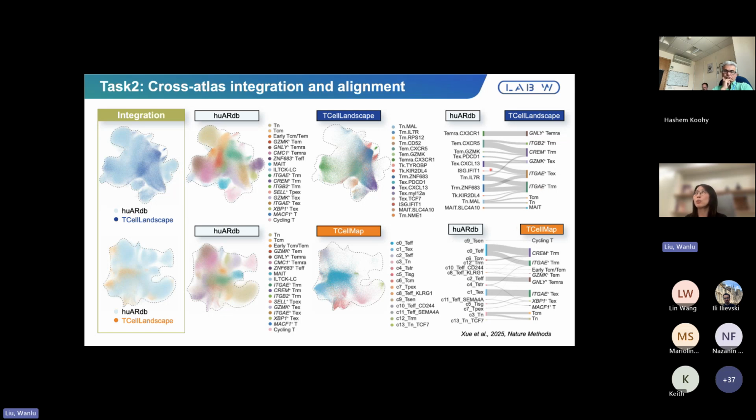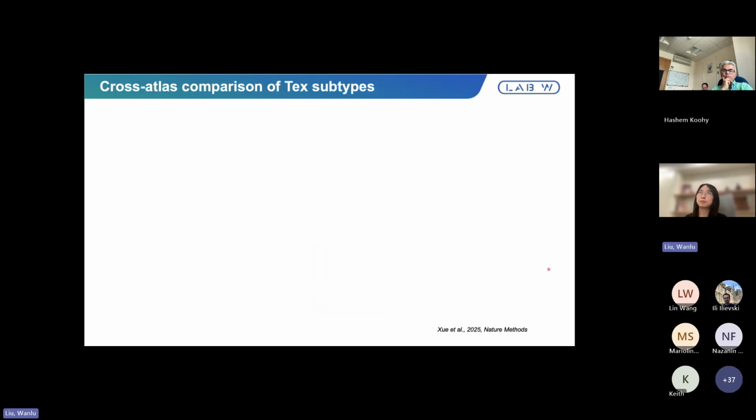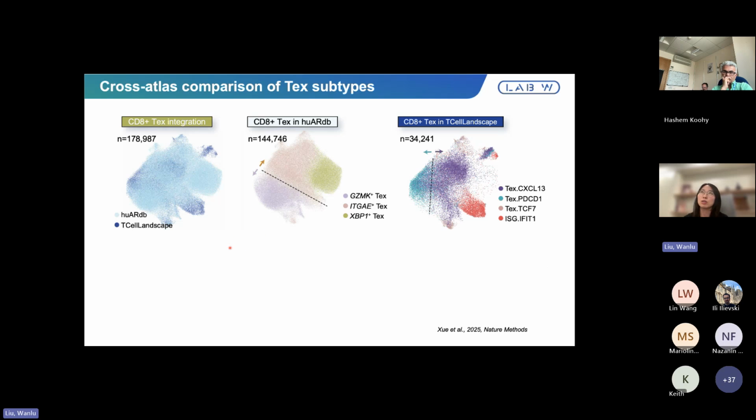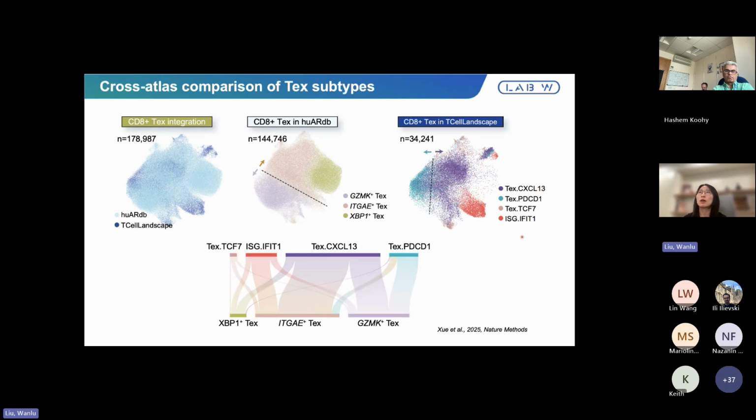This is an example of the T cell landscape annotation and our annotation. You can see that most of them are quite consistent, while there are some slight differences. When we take a deeper look into the exhausted CD8 T cell subtypes in our data sets along with the T cell landscape, we realize that we annotated 3 exhausted T cell subtypes, and in the T cell landscape, they annotated 4 exhausted T cell subtypes, and the alignment between our atlas and the T cell landscape actually is not very consistent.